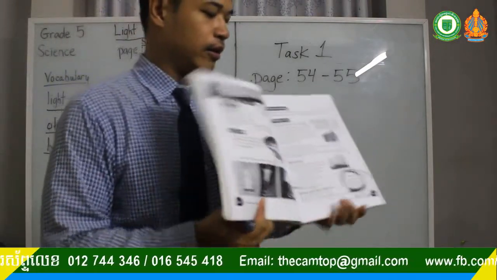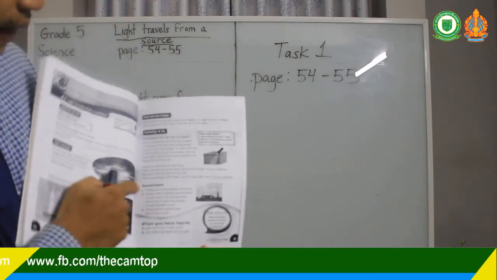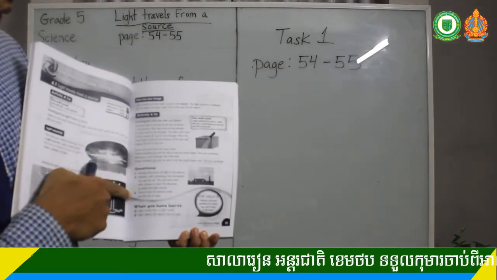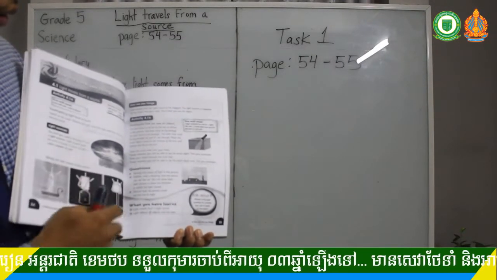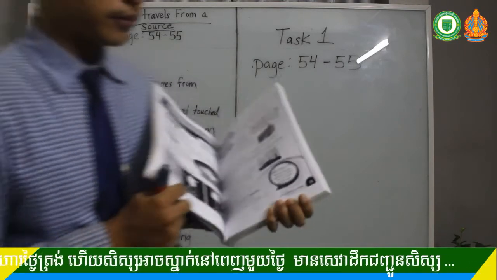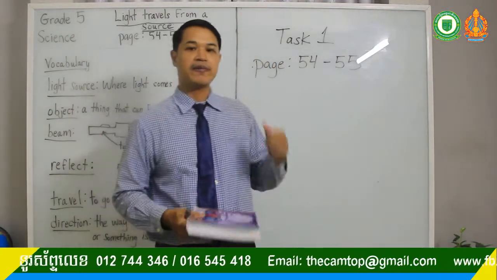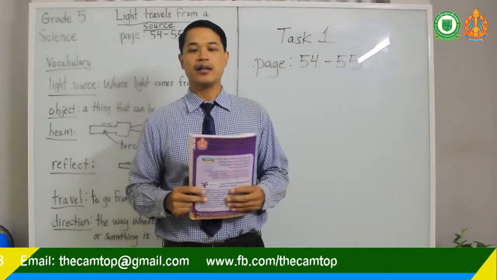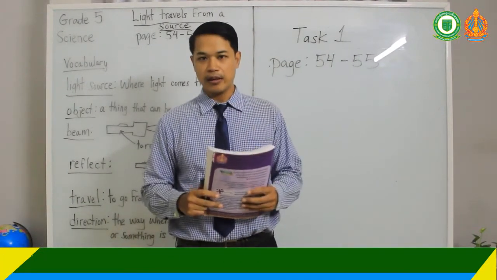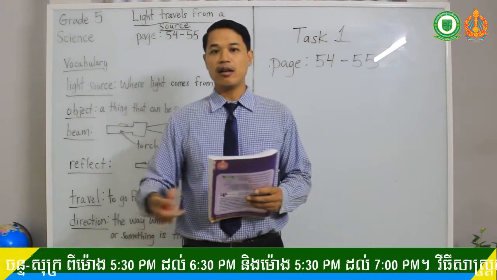Okay, so next is page 55. Page 55, 3 questions. Read the questions and answer them. Okay, so answer the questions in your science notebook. So, when you are finished with page 54 and page 55, you can take a picture of it and upload it to our group, and I will correct it there, and we will review the lessons there also.